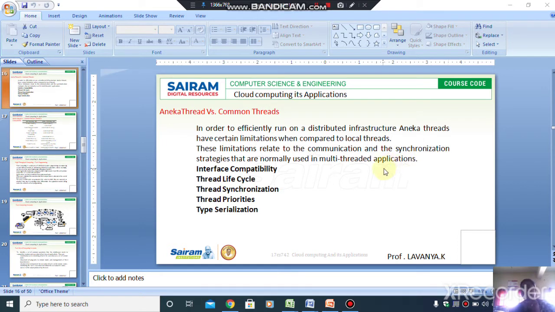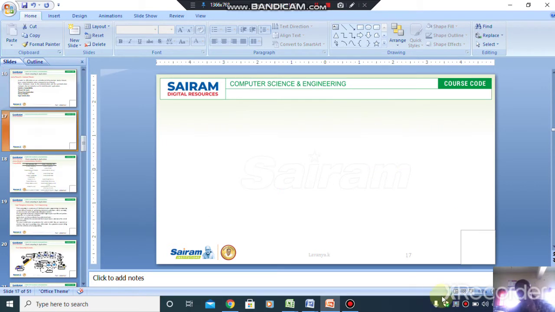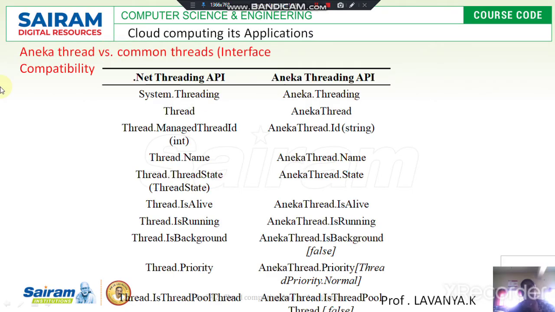You look at this in the table format: Aneka thread versus common thread. Here you look at the common thread APIs. We use different numbers of APIs in the Aneka thread as well as the common thread. The common thread consists of System.Threading, and the Aneka thread consists of Aneka.Threading.